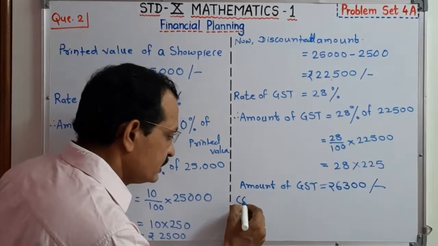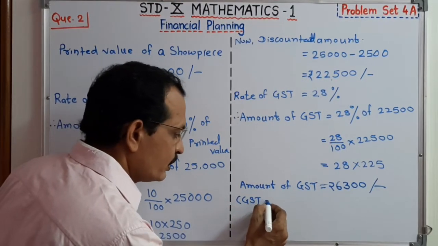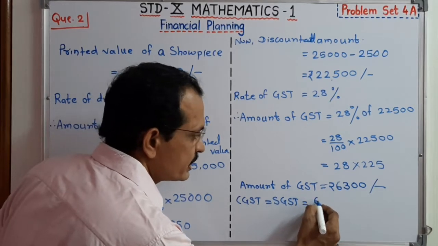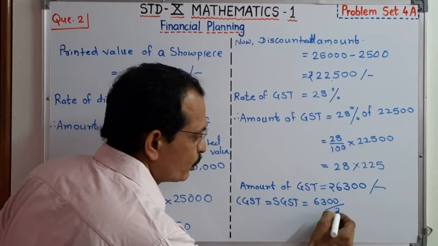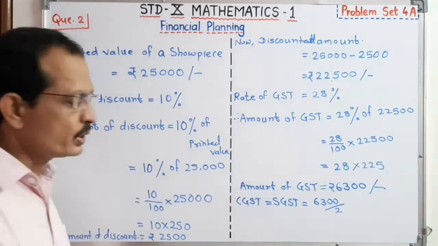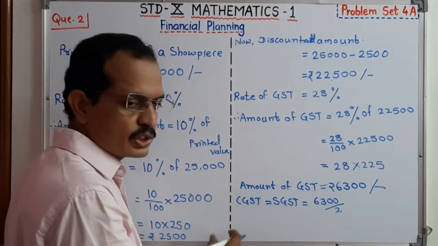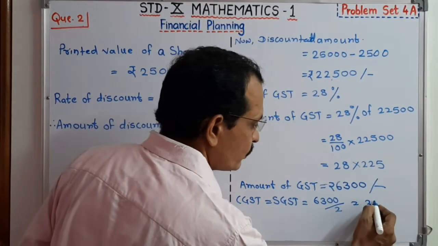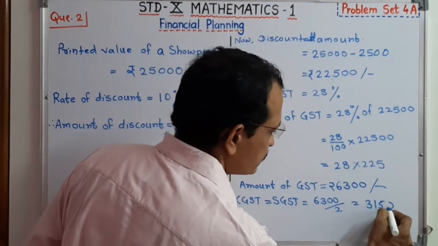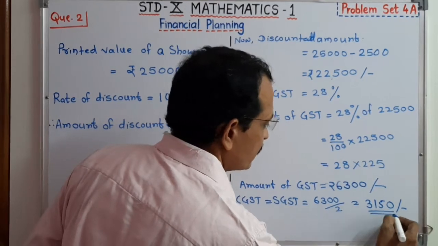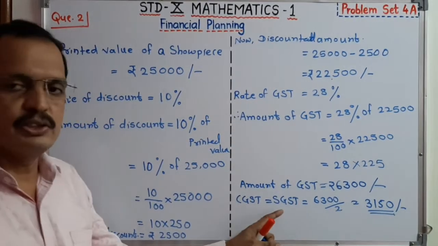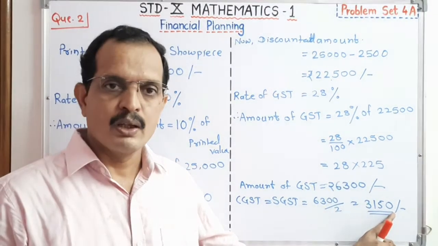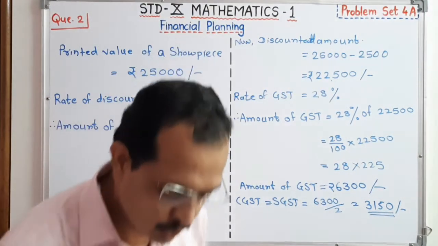Dear student, we have to find out the CGST and SGST. Now CGST is equal to SGST is equal to 6300 upon 2. All of you know this, that CGST and SGST will be half of the total GST. It is 3150. Therefore CGST and SGST is equal to 3150.